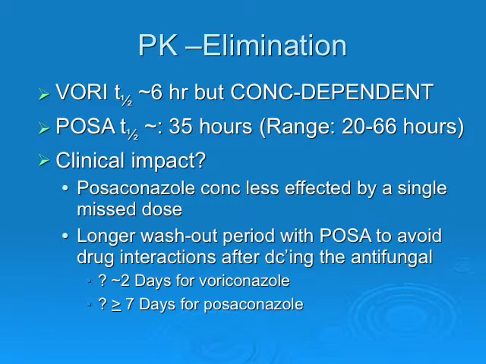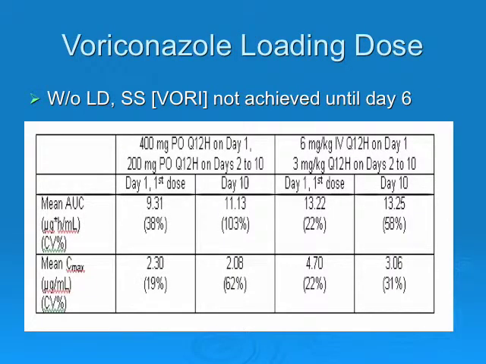So, you might get by with giving your chemotherapy 2 days after you stop the voriconazole. You'd have to wait like 7 days at least for posaconazole, and that's usually not clinically manageable. That's why we like to use voriconazole with vincristine. Hold the Vori 2 days before, 2 days after.